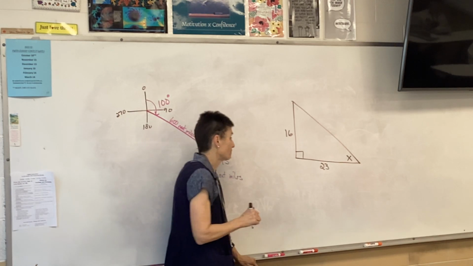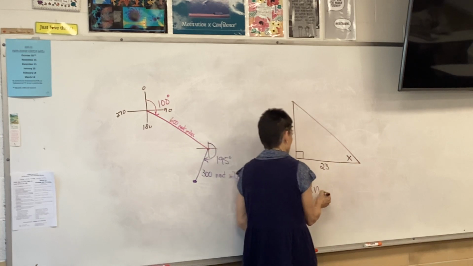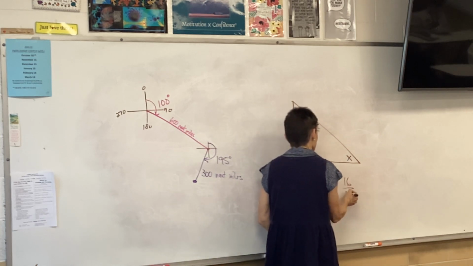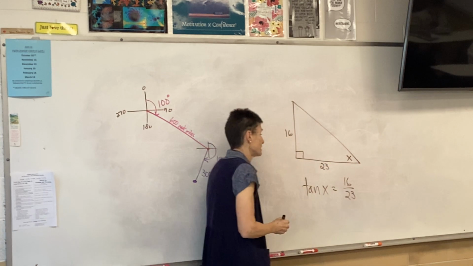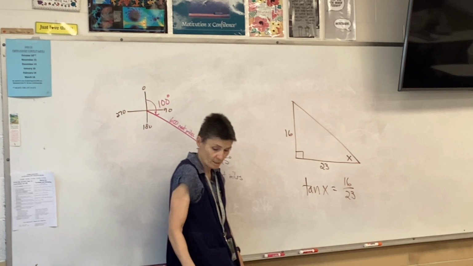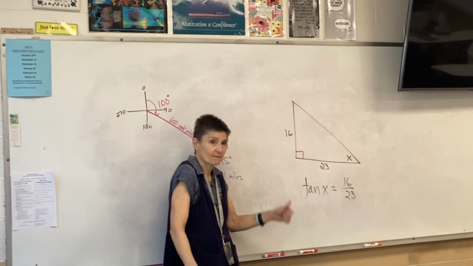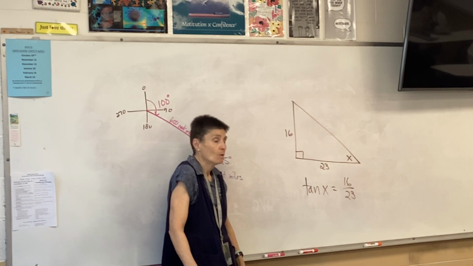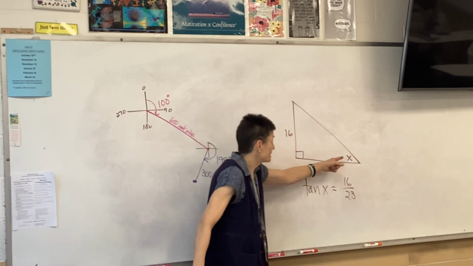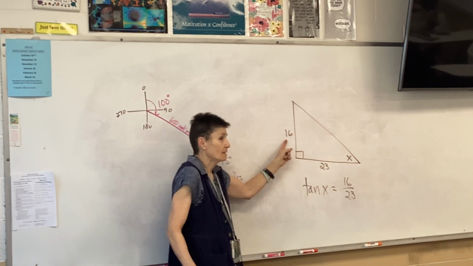Tangent x equals 16 over 23. She always says tan x equals 16 over 23. What do the rest of you think? Eddie's giving me a thumbs up back there. Why did we pick tangent? There's no hypotenuse, because this is opposite and adjacent.